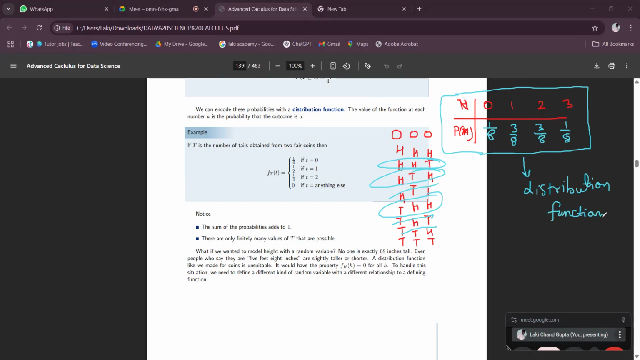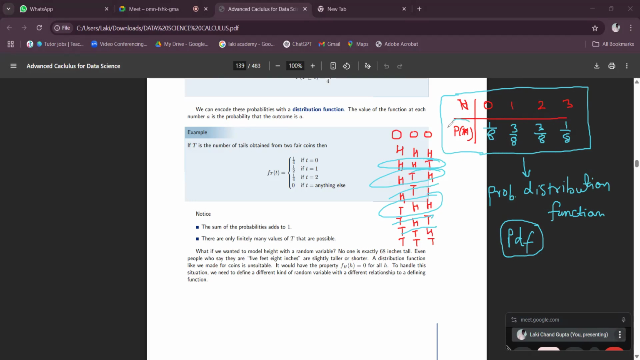So this is distribution function. Sometimes this is called probability distribution function, PDF. I hear PDF, but I didn't know it's as simple as this. Yes, so this is called PDF.